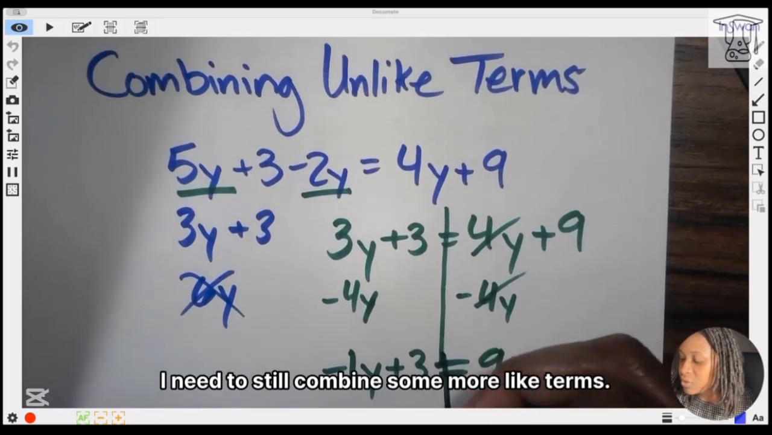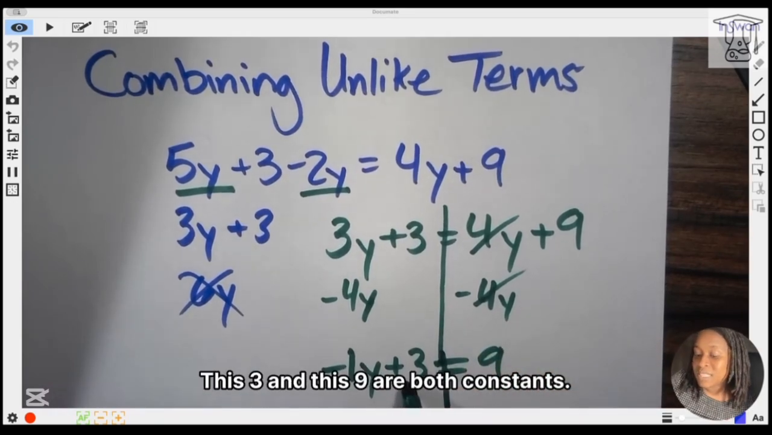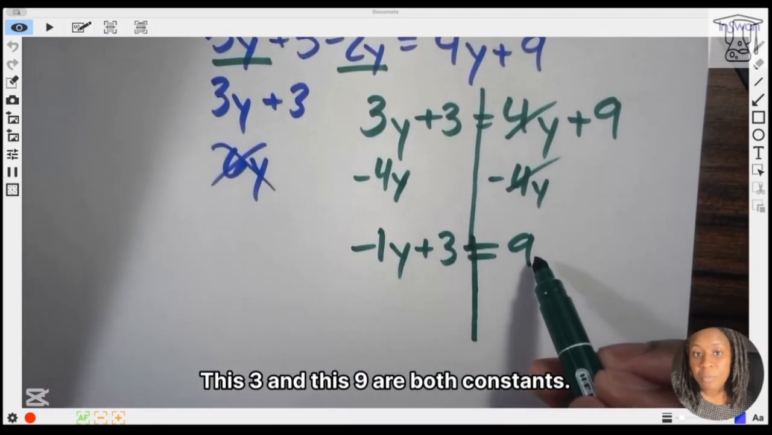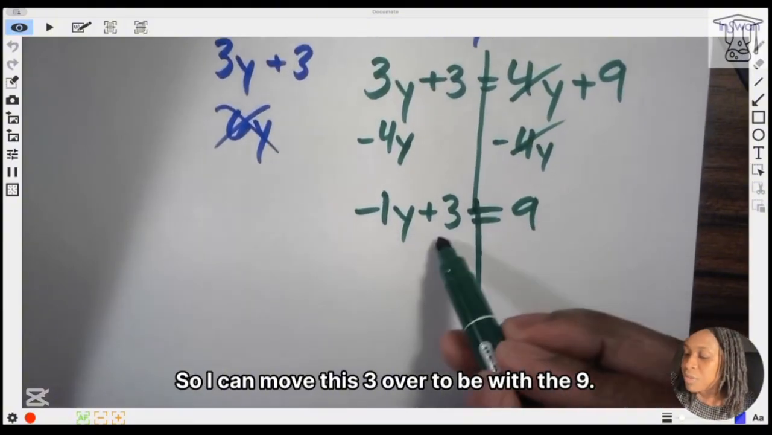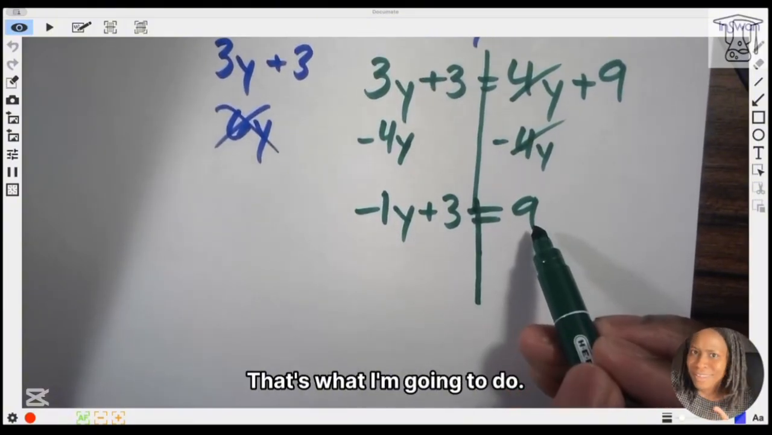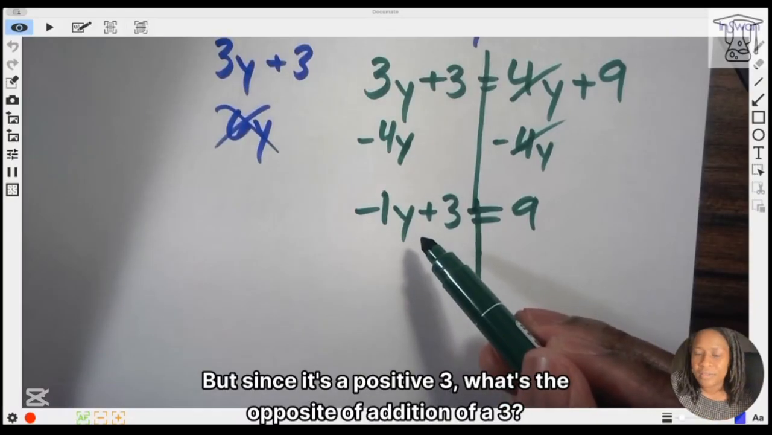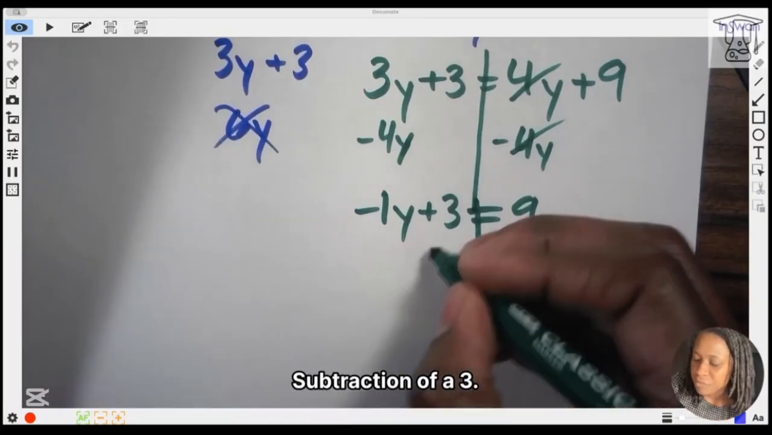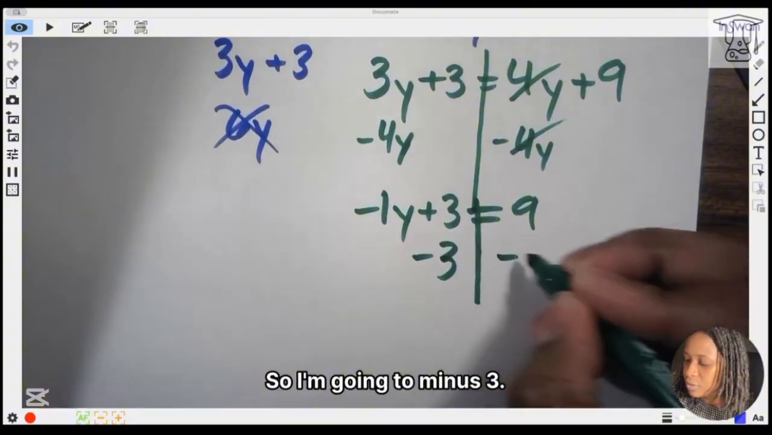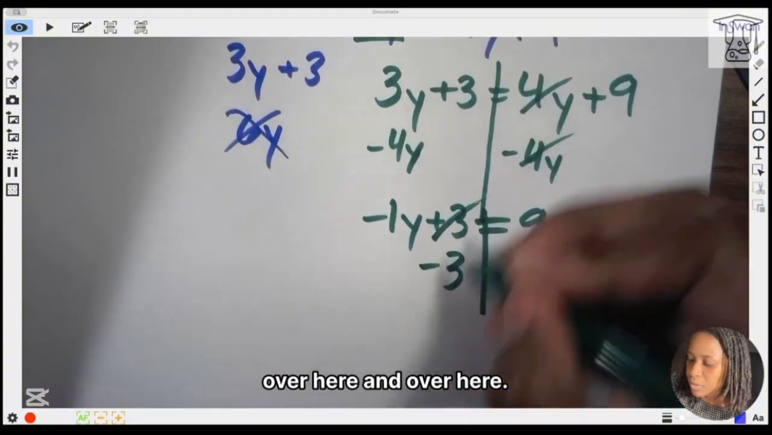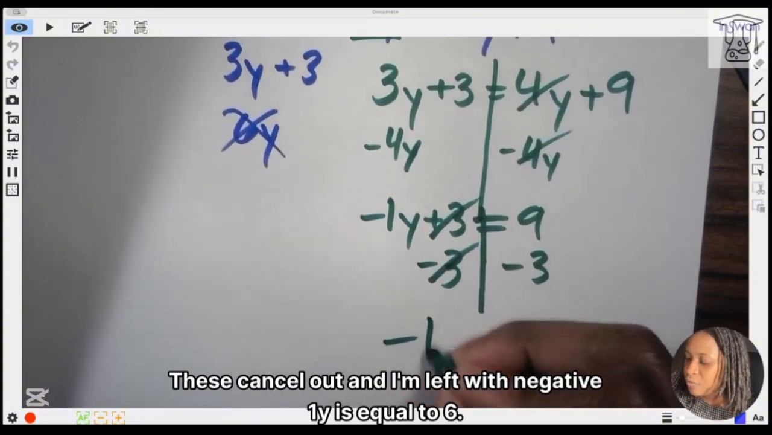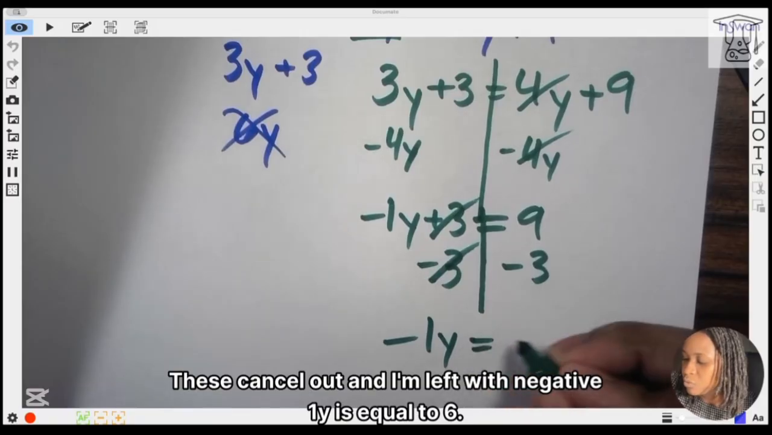I need to still combine some more like terms. This 3 and this 9 are both constants. So I can move this 3 over to be with the 9. That's what I'm going to do. But since it's a positive 3, what's the opposite of addition of a 3? Subtraction of a 3. So I'm going to subtract 3 over here and over here. These cancel out, and I'm left with -1y is equal to 6.